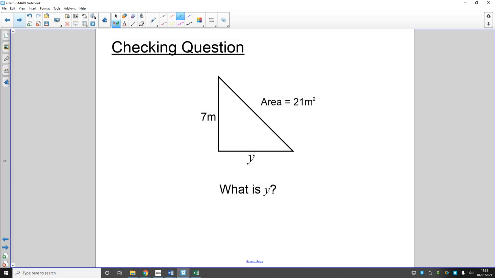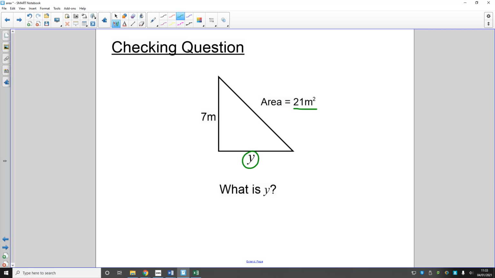So here is the check-in question for today's lesson. You can see on this triangle here, it's got a height of 7 meters. The base here, we don't know. It's called y in this case. We want to know what the value of y is. And we are being told here that the area of this triangle is 21 meters squared. Pause the video and have a go to see if you can find y. When you're done, play it again to check your solution.